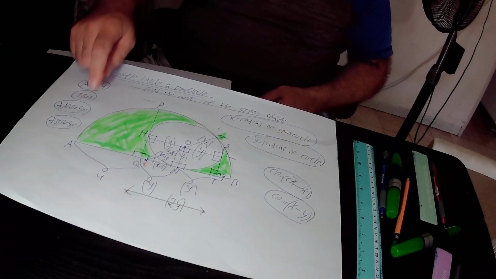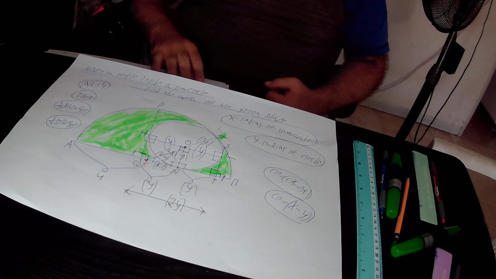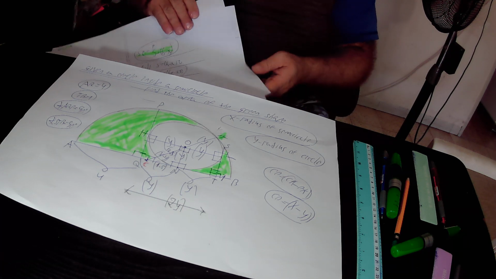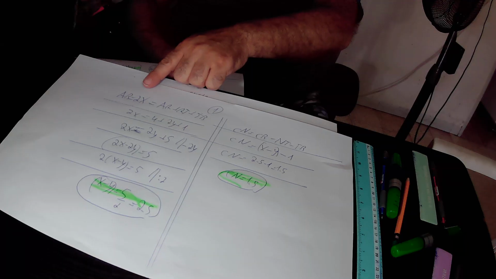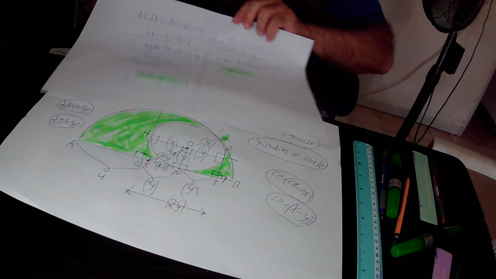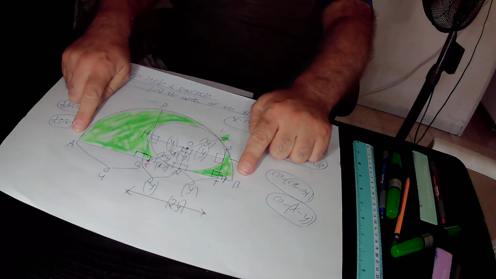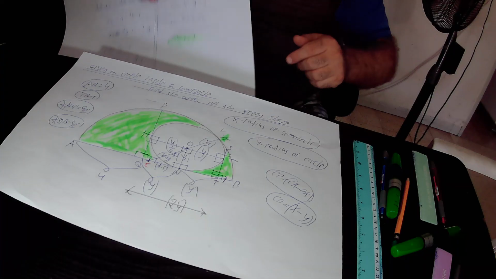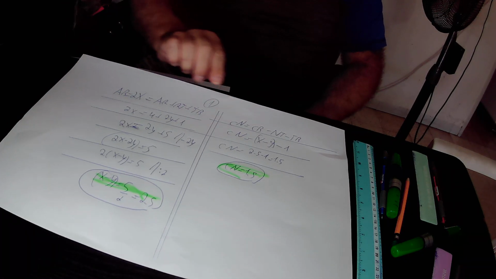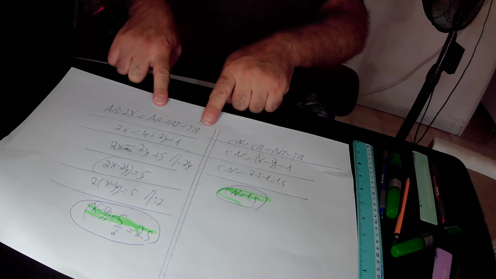We know that AB is the diameter of the semicircle. It equals 2x from one side. AB equals 2x, but from the other side, AB also equals AQ plus QT plus TB.